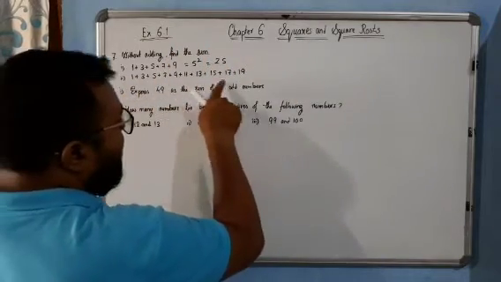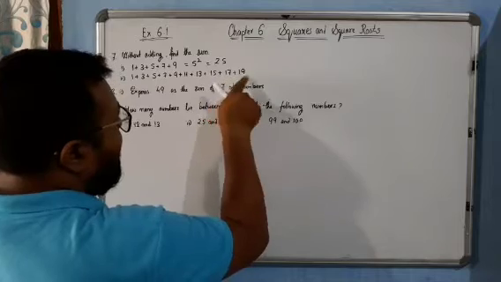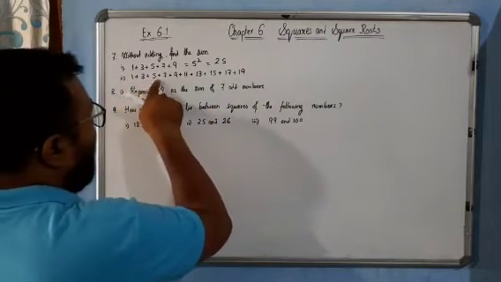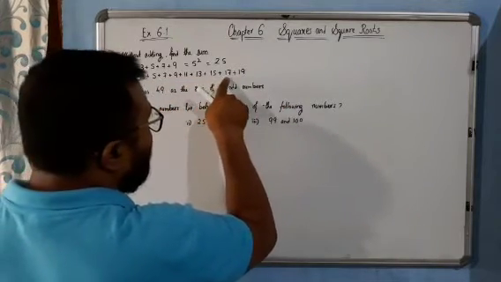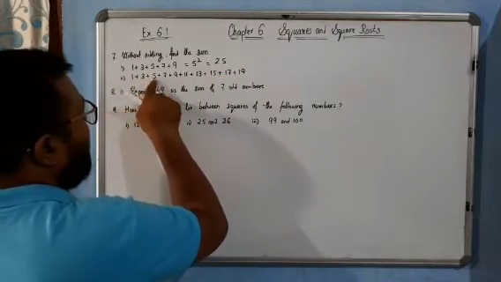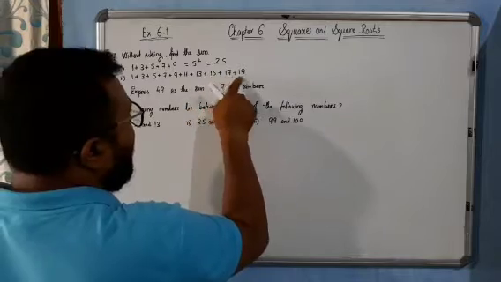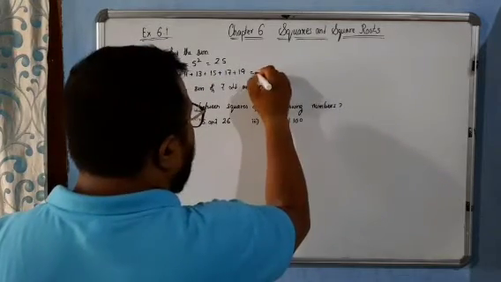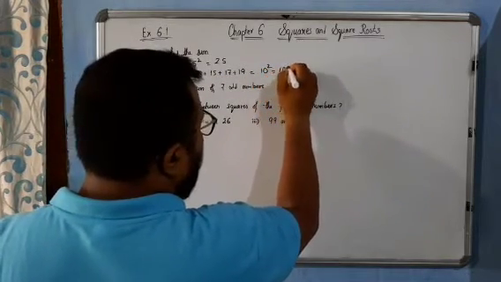Here also you can see all the odd numbers are written consecutively: 1, 3, 5, 7, 9, 11, 13, 15, 17, 19. So simply we will count: 1, 2, 3, 4, 5, 6, 7, 8, 9, 10. So it is equal to 10 square. It will be equal to 100.